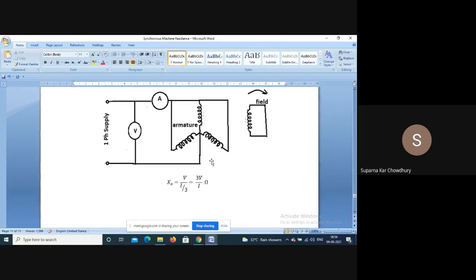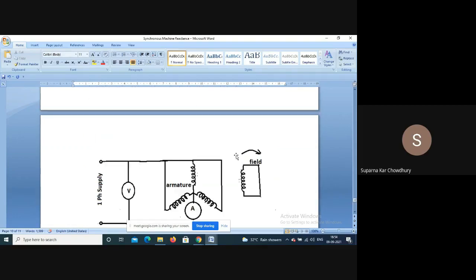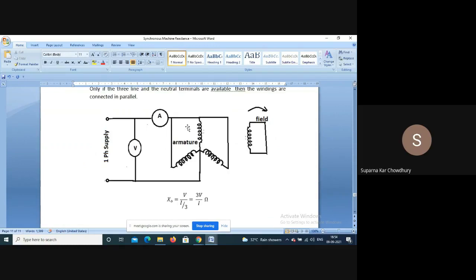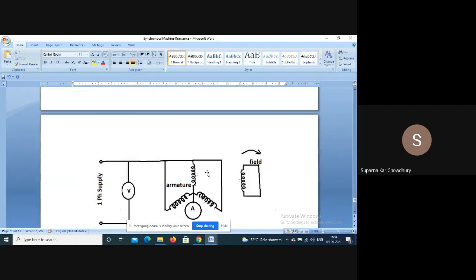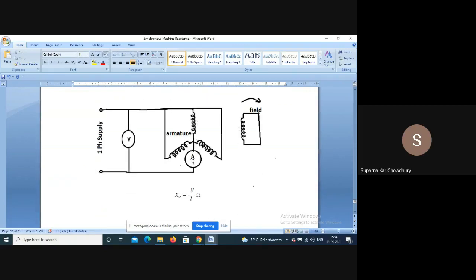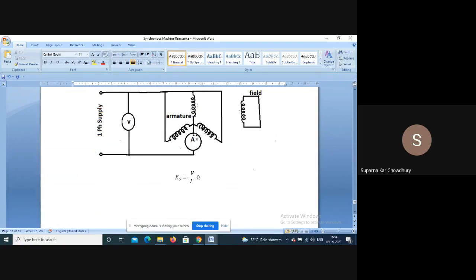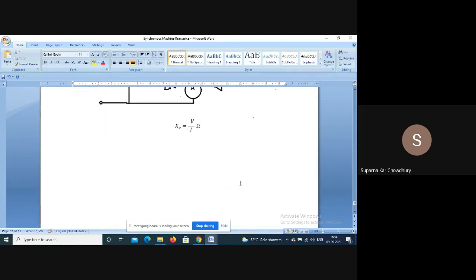Now in the same circuit, instead of connecting the ammeter here, the current direction should be considered, that is, it should be connected such that they are in parallel, that is, all the currents are flowing in the same direction. If this is not the case, and the ammeter is recording the current flowing through the neutral, then X0 should be V by I.